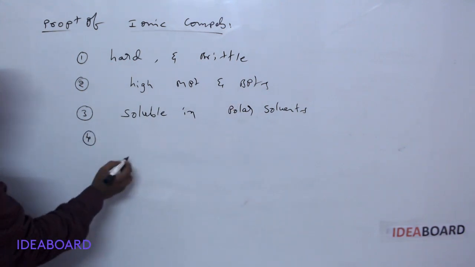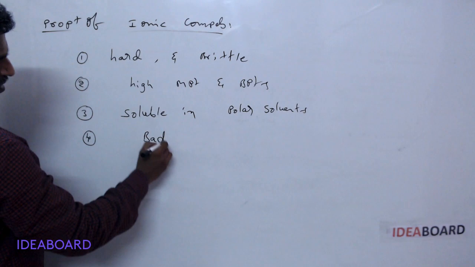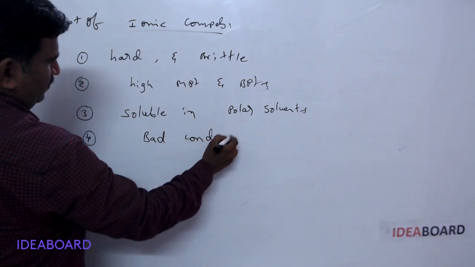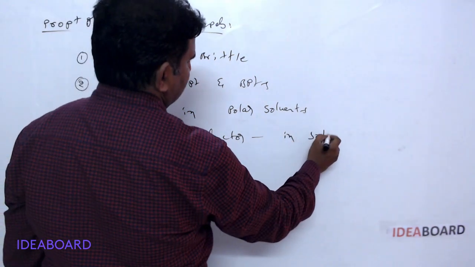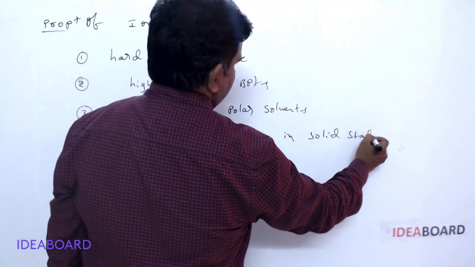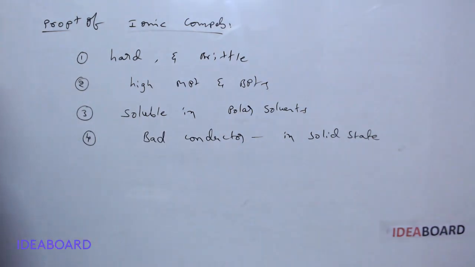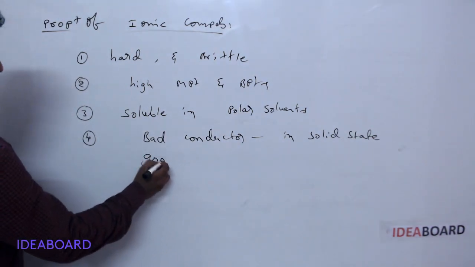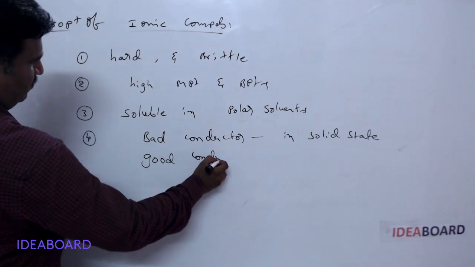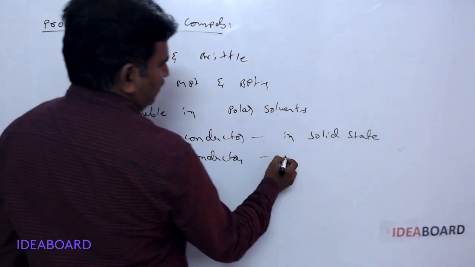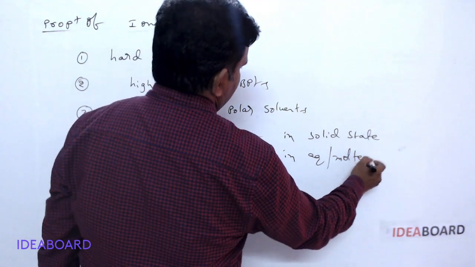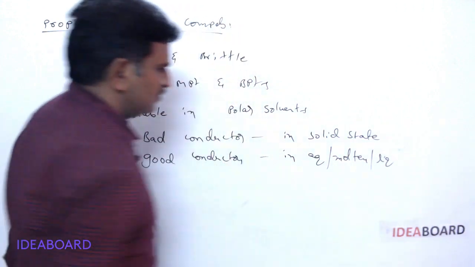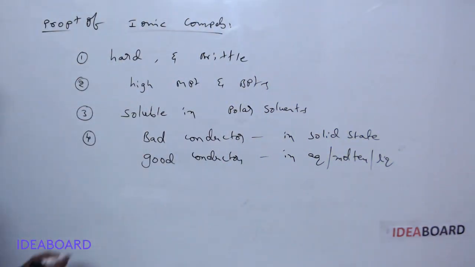And next, they are bad conductors. Here, please remember, bad conductors in solid state. Why? Because there are no free ions in solid state. But they are good conductors in aqueous state or in molten state or liquid state. Okay, they are good conductors of electricity.